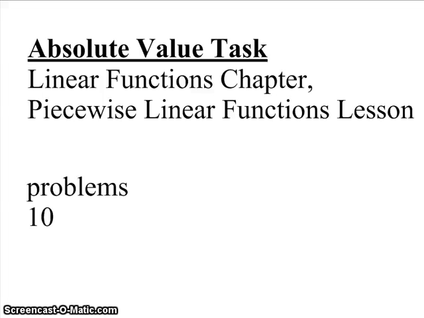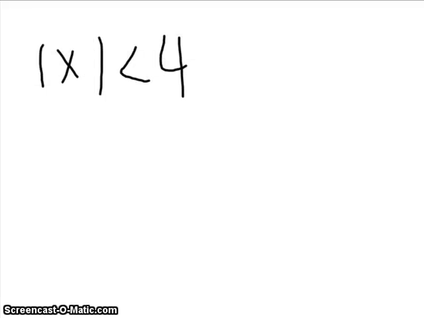Let's now look at problem 10 from the absolute value task in the linear functions chapter and the piecewise linear function lesson. Problem 10 says the absolute value of x is less than 4. So what we want to know is for what values of x makes this statement true. We're going to do this two ways.